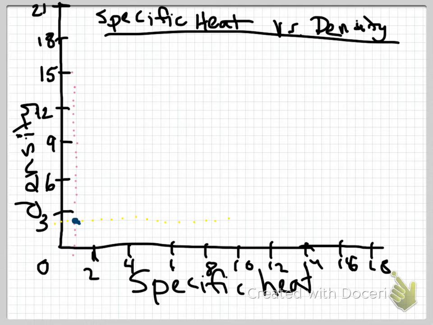When you finish graphing, you should notice a trend. You should notice that when we have very high density, like gold, we have a very low specific heat. And when we have a very low density, like hydrogen gas, we have a very high specific heat. So based on that information, go ahead and complete the claim of the CER for number 8.